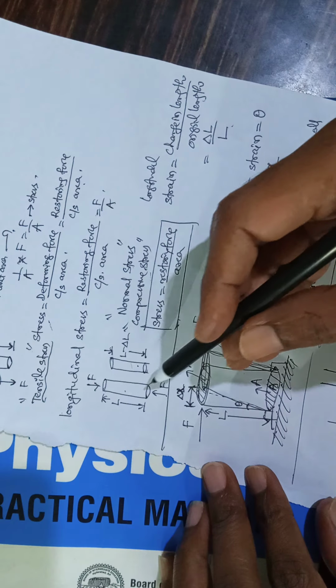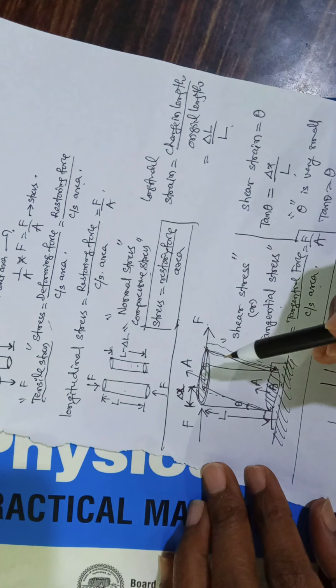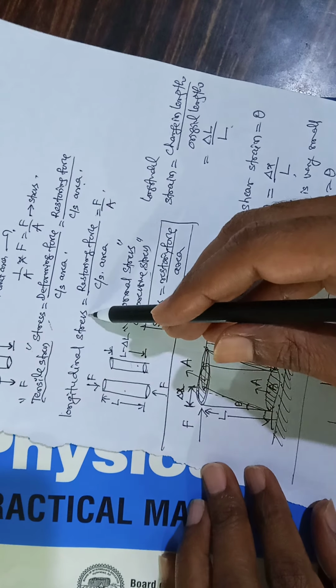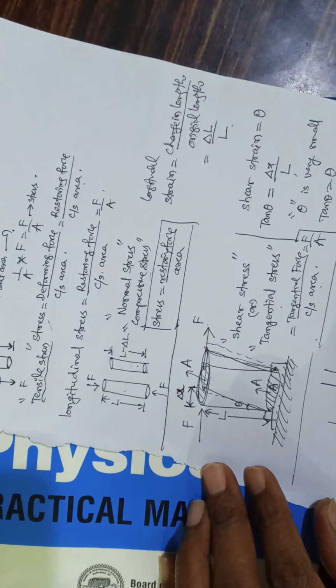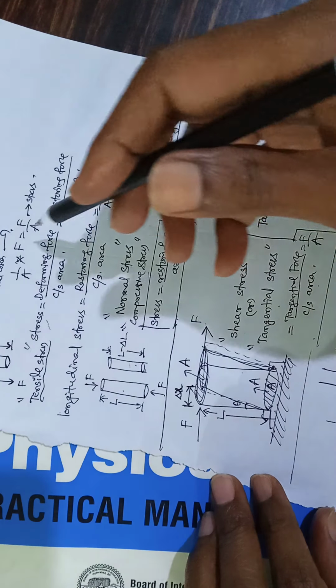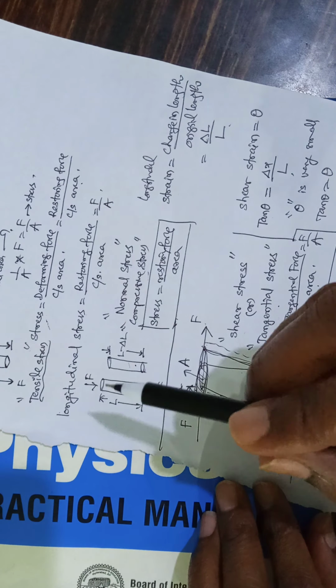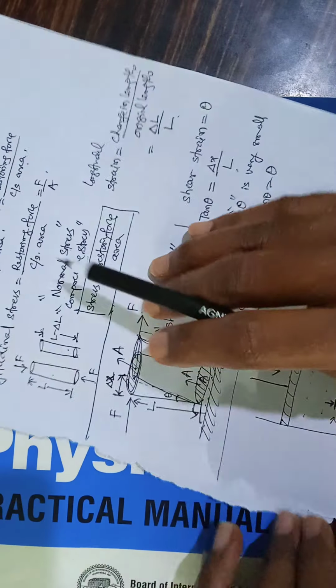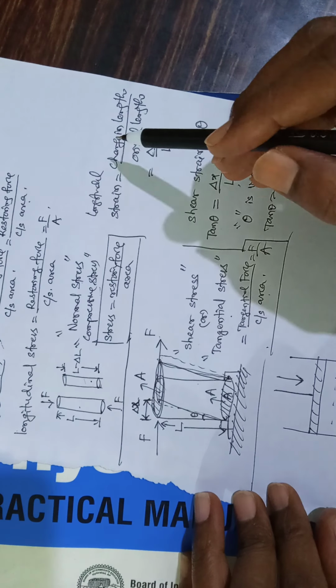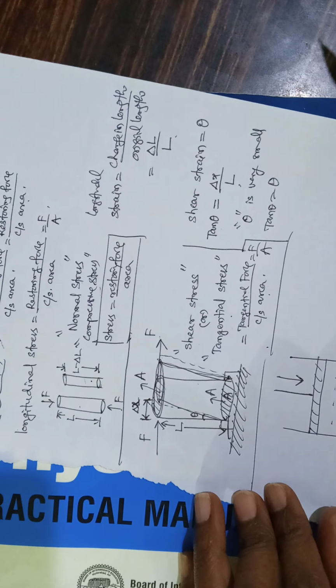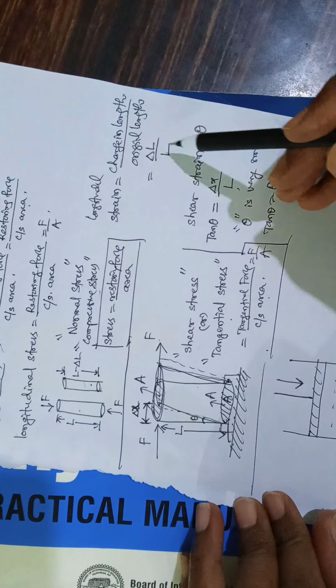there is change along length. Therefore, the stress is called longitudinal stress. Okay. So here all this is taken as longitudinal stress because there is change in length. Now the corresponding strain is called a longitudinal strain, that is change in length by original length.